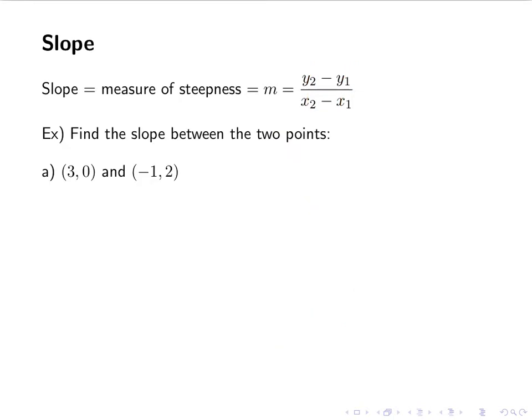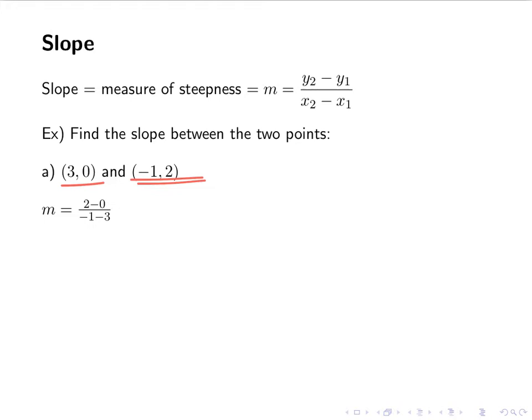So we're just going to do some examples. Find the slope between the 2 points, 3, 0 and negative 1, 2. So M is, for the purposes of this one, I'm going to let the first point be x1, y1, the second one be x2, y2. But again, if you switch it, it doesn't matter. You're going to get the same thing at the end.